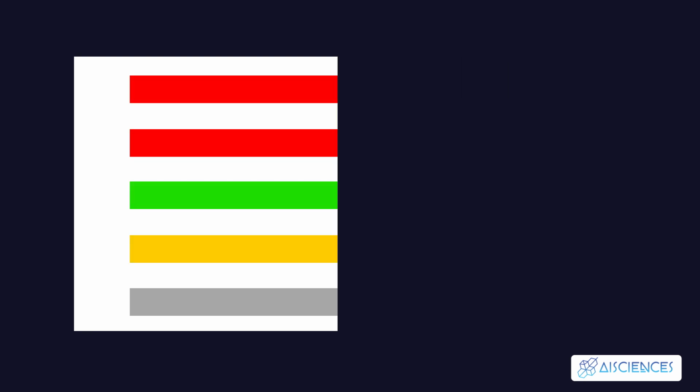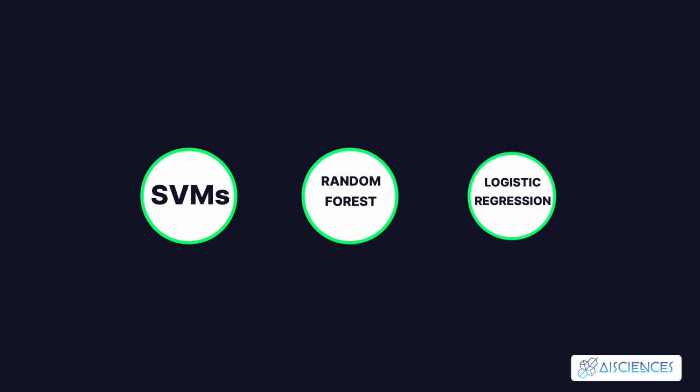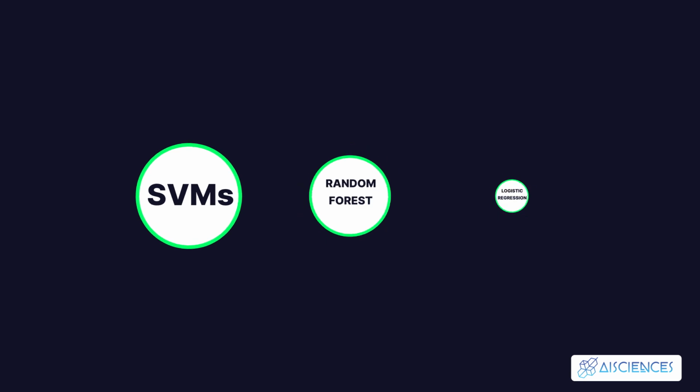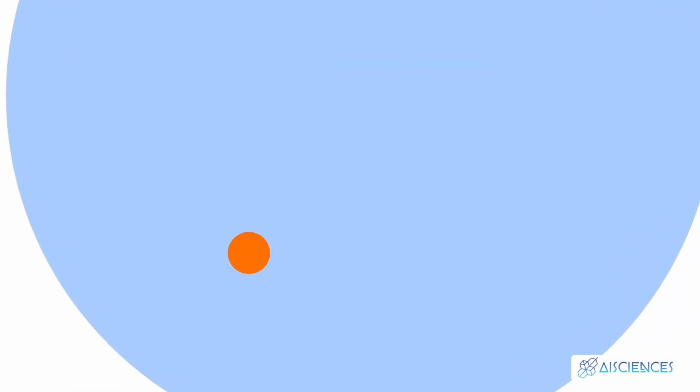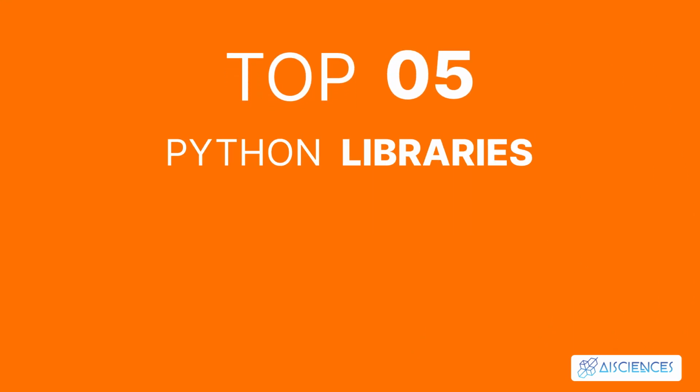For instance, you can apply algorithms such as SVMs, random forests, logistic regression, etc. to resolve many different problems. But DL algorithms are different. You can only apply them to resolve specific problems. In this short video, I'm going to discuss the top 5 Python libraries for deep learning.